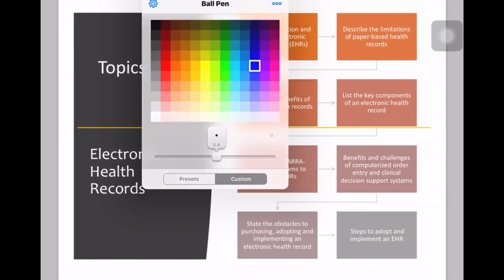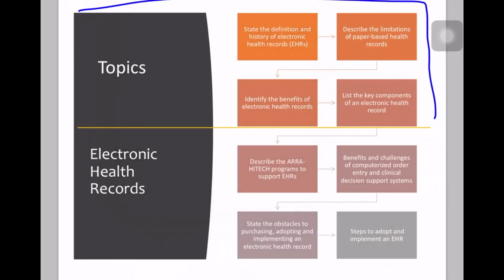This week we will learn about electronic health records. Electronic health records, or EHR, is one of the important topics in healthcare informatics. So these topics from the EHR lesson, we'll see the definition and history of EHR.